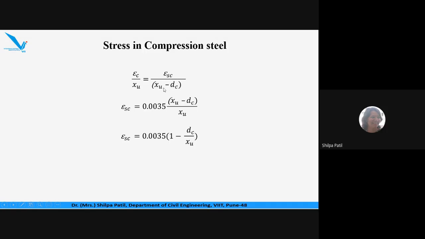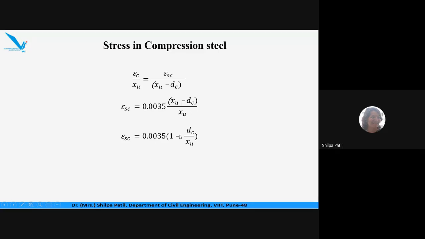So I will shift this denominator to the left hand side, and after simplification I will get this expression. Epsilon sc is equal to xu minus dc upon xu into epsilon c, and its value is fixed, which is 0.0035. So I simply put the value of epsilon c here as 0.0035 into xu minus dc upon xu. This is giving me the expression for epsilon sc.